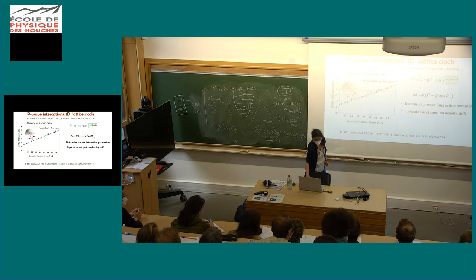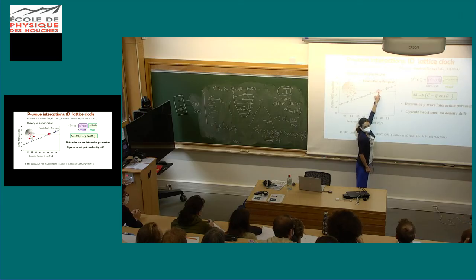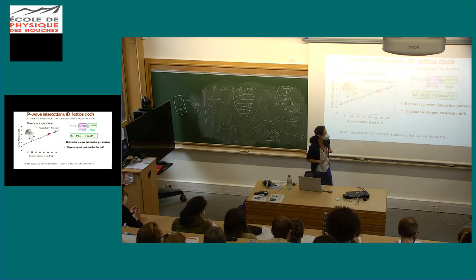So that means they operate by the Ramsey pulse. Here they operate at a point where there is no density shift. And with that, they could go from a clock that has 10 to the minus 16 stability to a clock that has 10 to the minus 18 stability by controlling the collisions at this magic crossing point.